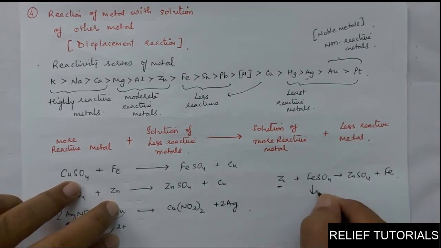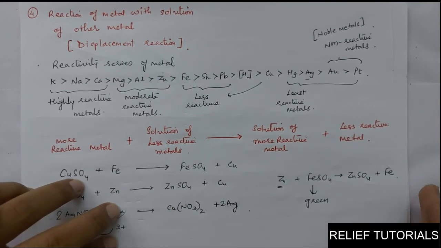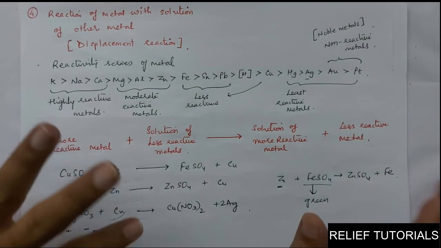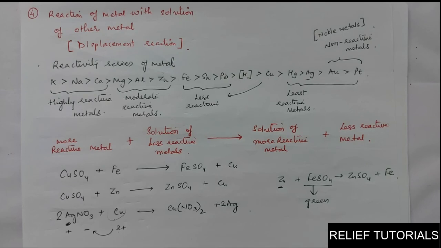The color of FeSO4 is green. The solution of iron sulfate is green in color, and gradually the green color disappears. It indicates that zinc is displacing iron. So here is the end of all the chemical properties of metals with oxygen, with water, with acid, and with the solution of other metals also. The next topic will be about the reaction of metal with non-metal, that we will see in the next session.